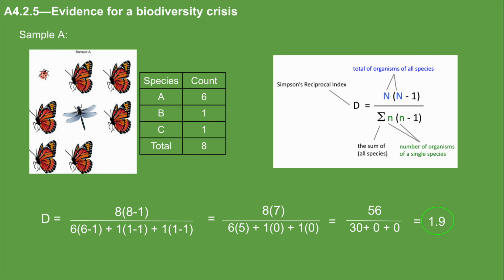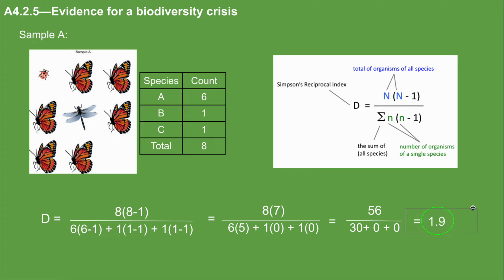Then I'm going to use my Simpson's reciprocal index calculation. I'm going to take my total number, which is 8. I'm going to multiply by 8 minus 1, which is 7. Then I'm going to take my little n times little n minus 1. So this is my little n, the number of organisms of a single species. So I'm going to take 6 times 6 minus 1, plus 1 times 1 minus 1, plus 1 times 1 minus 1. And when I do the math and round, I'm going to get 1.9 as the value for my Simpson's reciprocal index. Now remember, the higher the number, the higher the biodiversity.